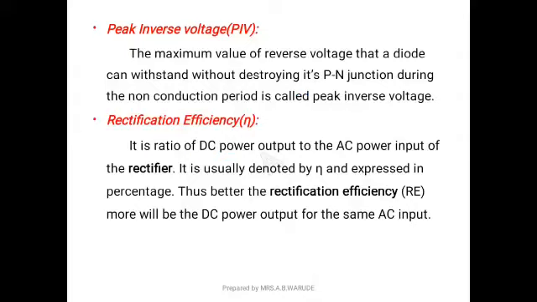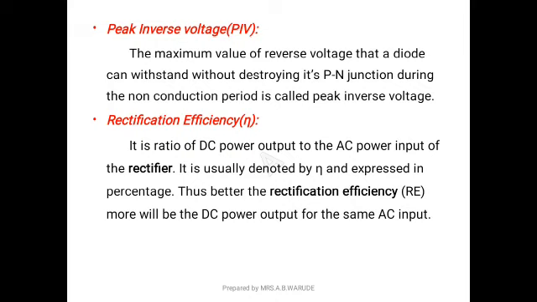Peak inverse voltage is also known as PIV, and it is the maximum value of reverse voltage that a diode can withstand without destroying its PN junction during the non-conduction period. Then, how to calculate the rectification efficiency, for which the symbol used is eta.